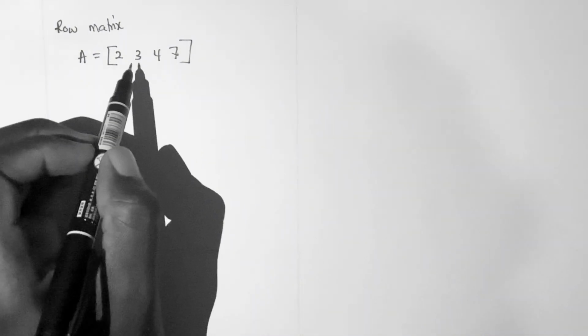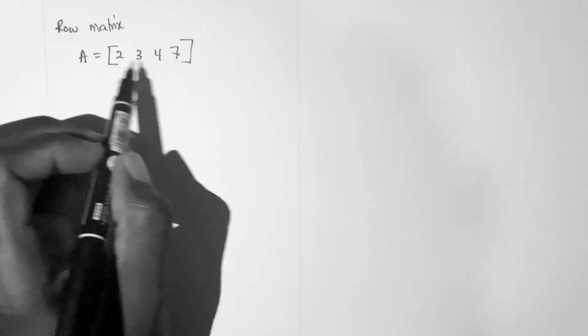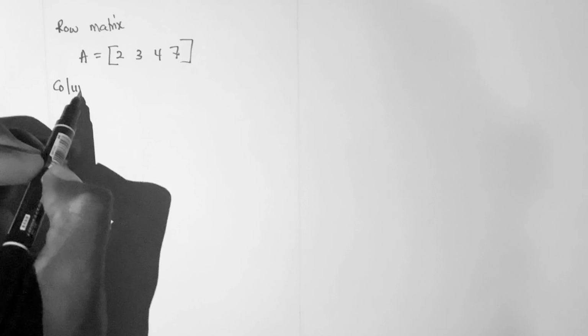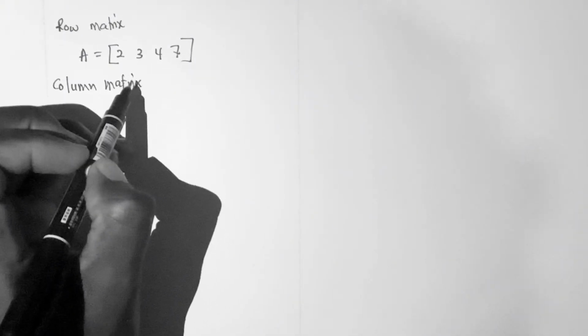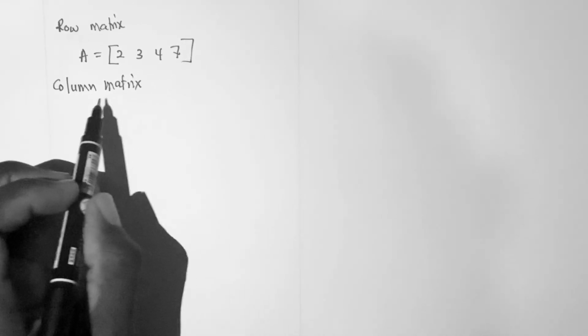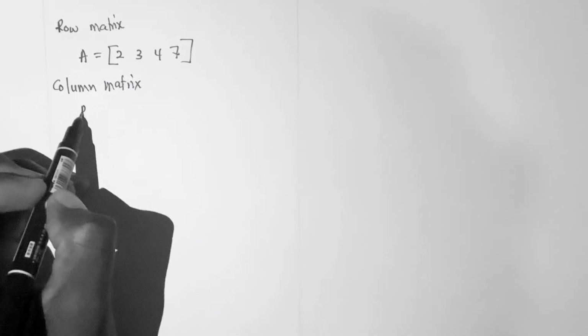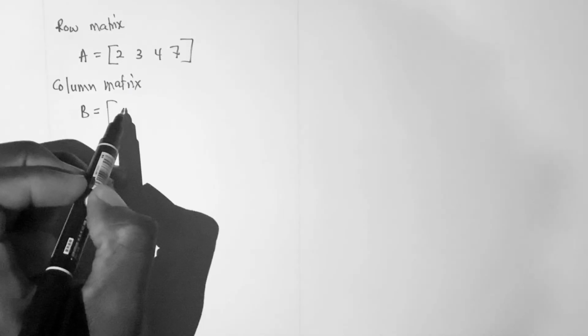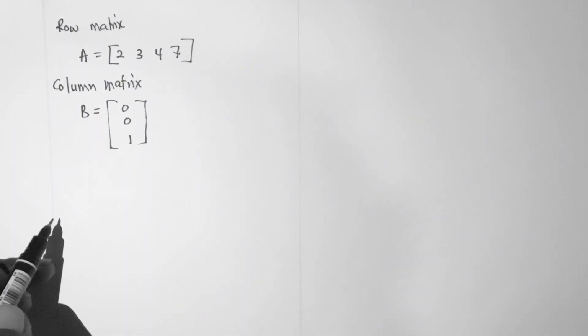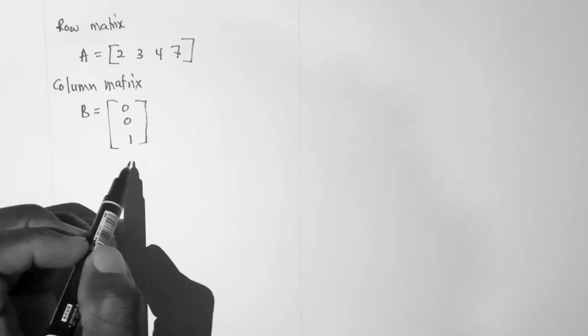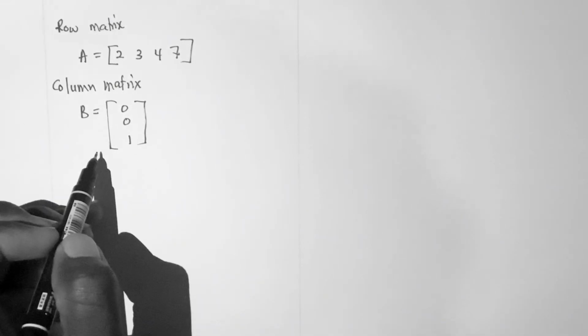Now, this is the direct opposite of a column matrix. Whilst a row matrix is a matrix with a single row, a column matrix is a matrix with a single column. So B equals, for example, 0, 0, 1. This is an example of a column matrix. It only has one column, irrespective of the number of rows.